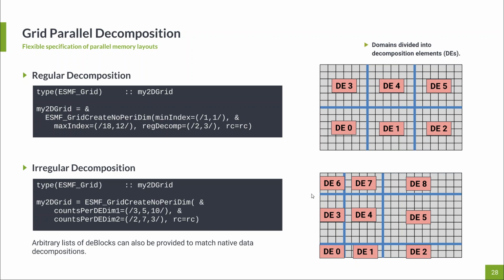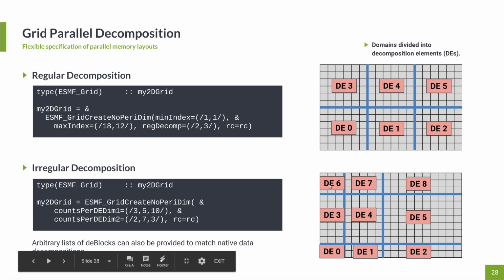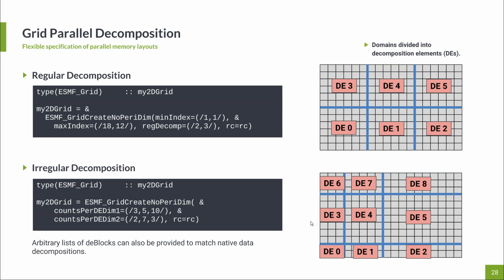You can also provide specific counts in each dimension in order to do irregular decompositions. And you can provide, as noted here at the bottom, completely arbitrary DE blocks. A lot of times we work with codes that already have a decomposition set up, and it may be for particular performance reasons. So ESMF will just adopt whatever decomposition you have set up. You don't have to use any particular decomposition that ESMF enforces.